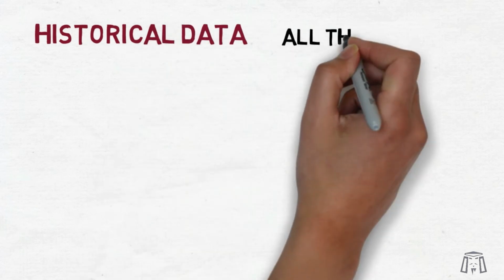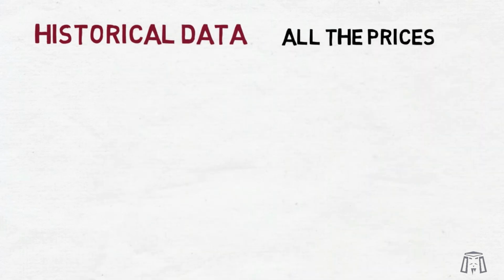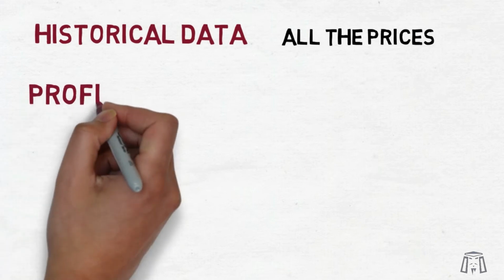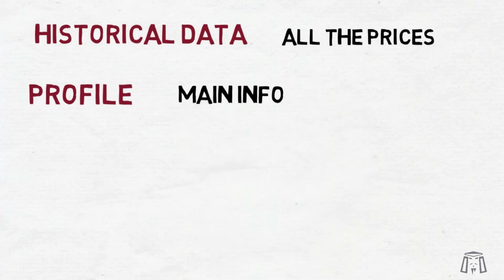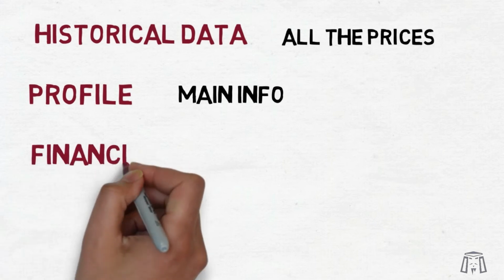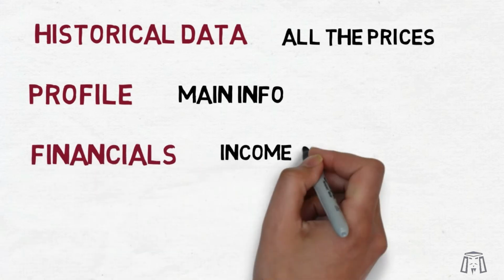Next section we have the historical data, where we can see all the prices. Also we have the profile of the stock. This is where you can see the main info. I started to use this a lot lately, so I recommend that if you want to take a quick look at any stock, read the profile.